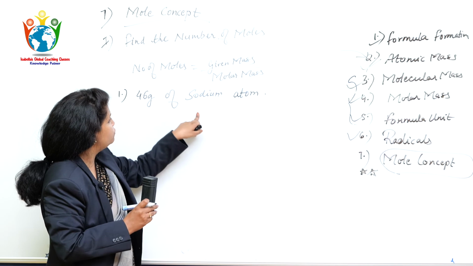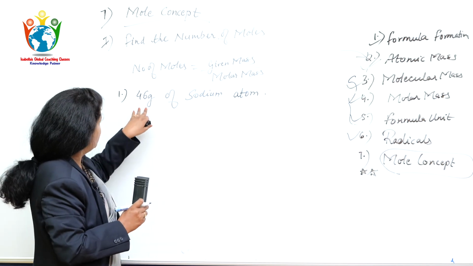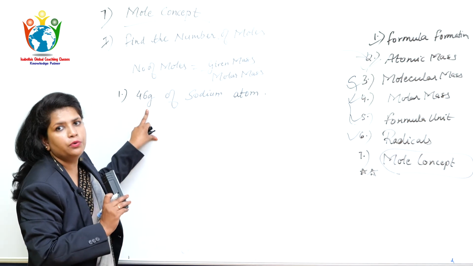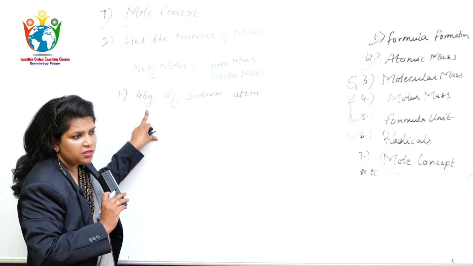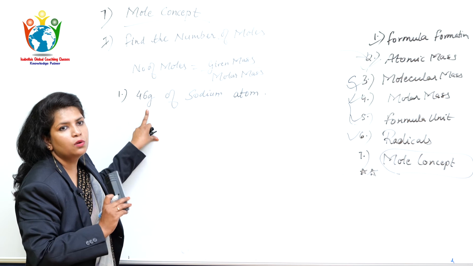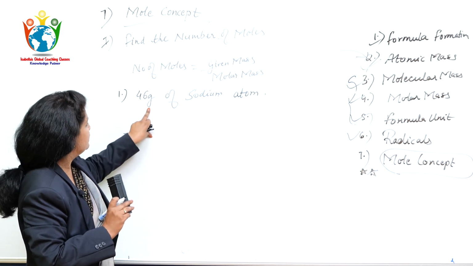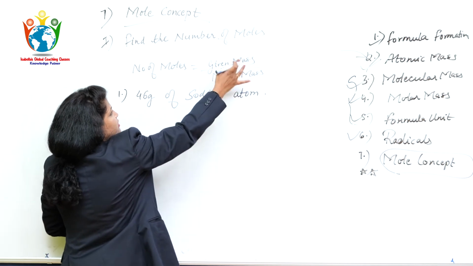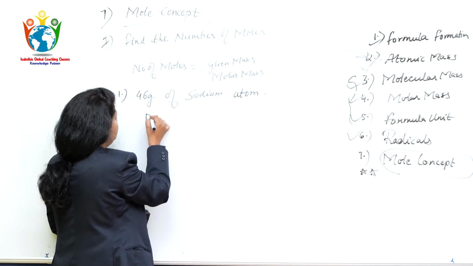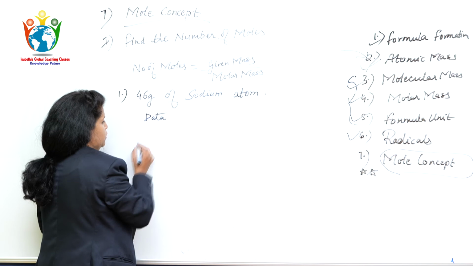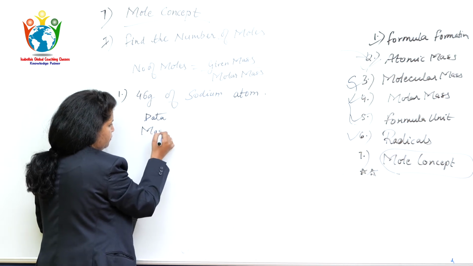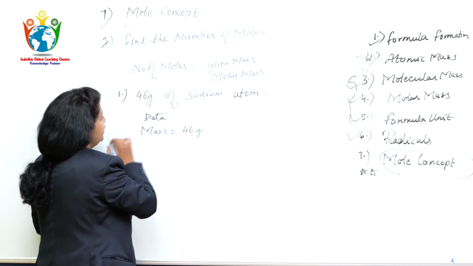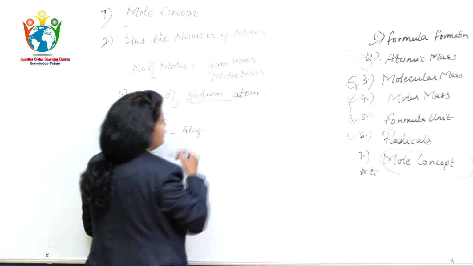46 gram of sodium atom. Okay, fine. When you see gram, we know from childhood, I guess from the 3rd or 4th standard, you know what is kilogram and what is gram. Gram, that is the mass you are given. So our formula itself says mass. So you are given data, you have to write it down. Mass you are given with 46 gram.